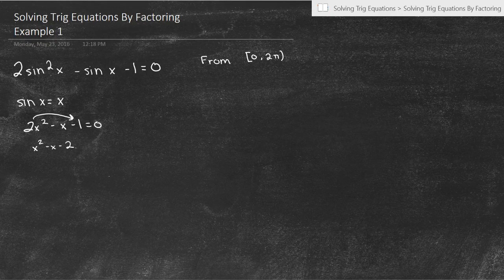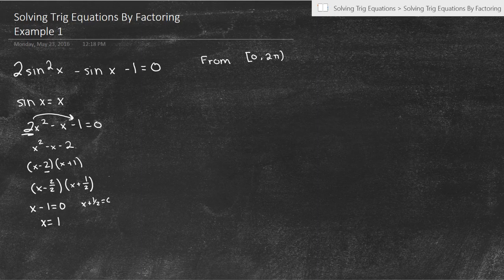And then I get, well, numbers have to multiply to negative 2, add to negative 1: x minus 2, x plus 1. Then because I multiplied by that 2, I have to divide my answers by 2, so I'm going to get x minus 2 over 2, which is just 1, but I'll write it out, x plus 1/2. And then I'm going to set them equal to 0, so x minus 1 equals 0, x equals 1, and then x plus 1/2 equals 0, x equals negative 1/2.